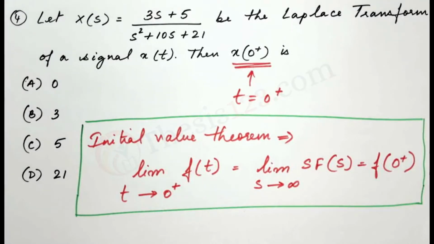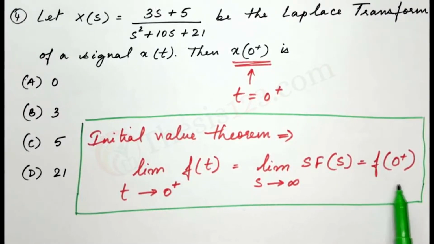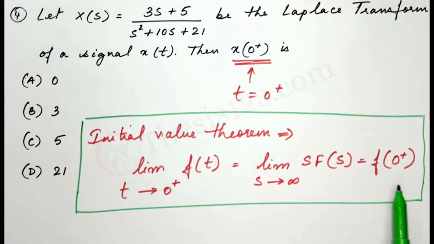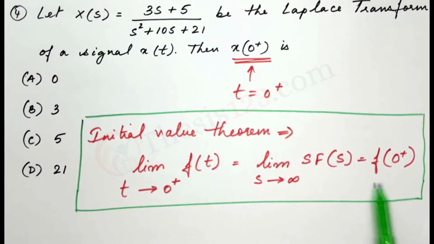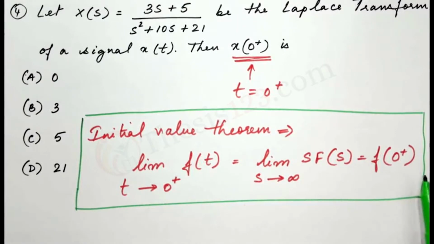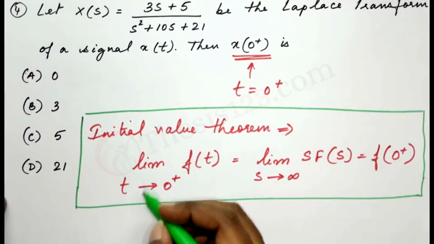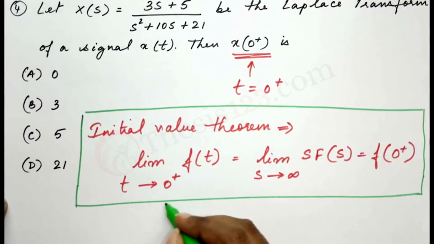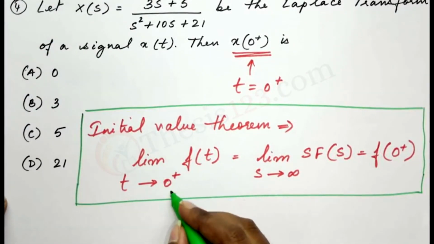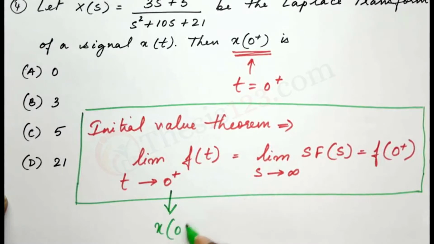So now here we will have to use this equation, where the limit as t tends to the initial value of 0+ of f(t) gives us the limit of s tends to infinity of s F(s), equals f(0+). So this is what we are trying to find. We are trying to find out the function at 0+, or the initial value. So let's see what we can do here. Now this portion, the left hand side, is x(0+). We will have to find out the value.